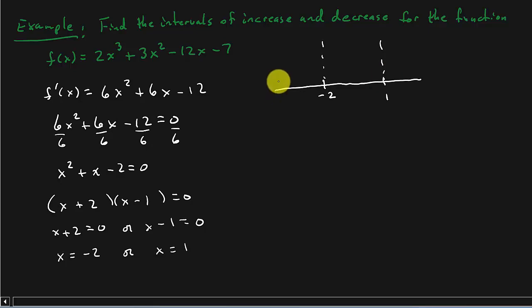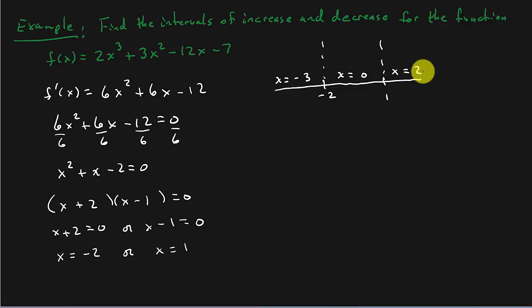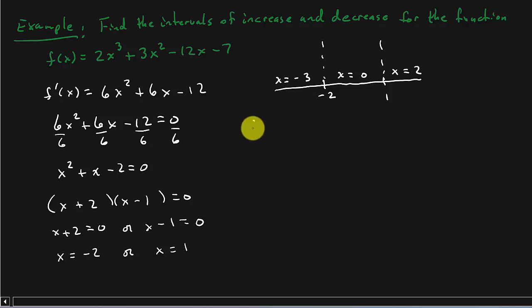And then what we want to do is choose a number from each region. It doesn't matter what numbers you choose as long as they're numbers in each region. All right. So now we have to take the first derivative and evaluate it at each one of these numbers we chose. All right, so look at this. We can take each one of these numbers here and plug them into the derivative here.